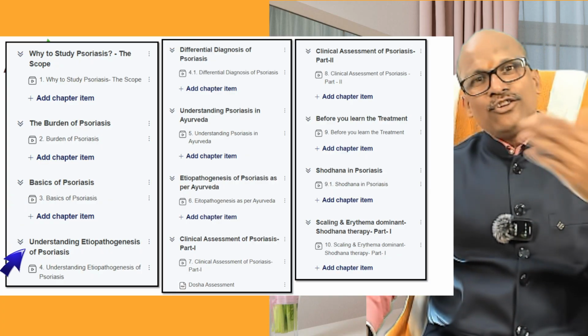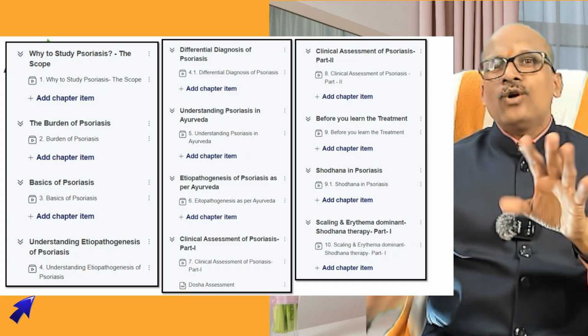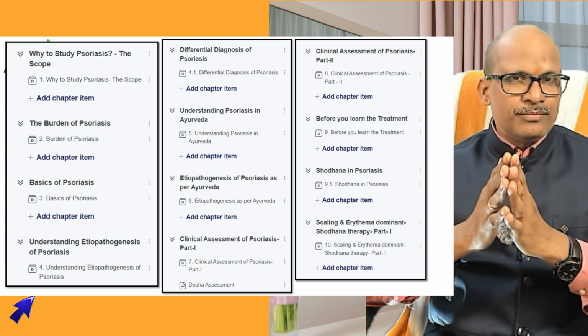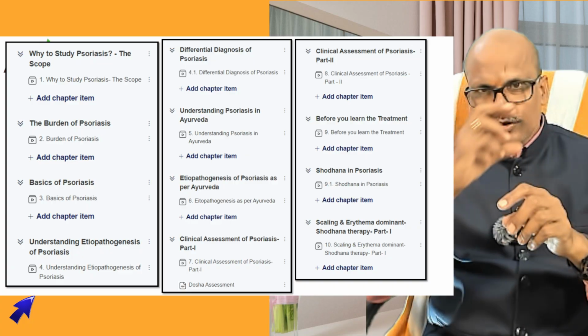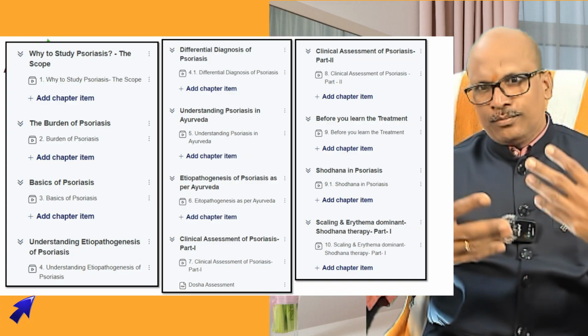Then understanding etiopathogenesis of psoriasis. See, etiopathogenesis is not just reading. For me, understanding etiopathogenesis means after reading that we should get some triggers, we should get some idea to plan the treatment. In that way, we are going to understand etiopathogenesis.